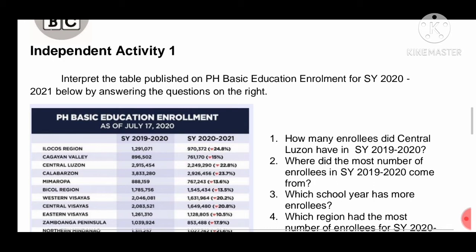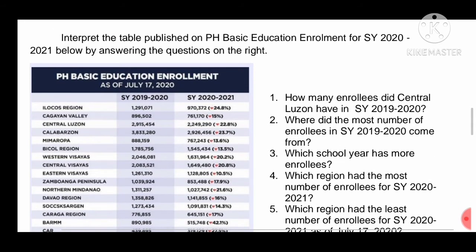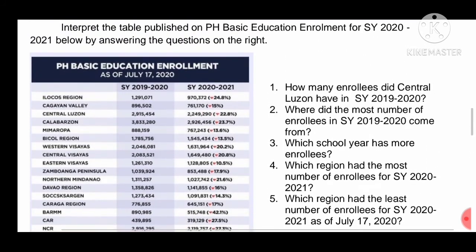So ma'am, how can I answer this one? So what's the technique? So class, you just only need to focus on the table. You just need to analyze every single piece of information that is stated in the table for you to answer the questions, alright? So you need to analyze first the question, you need to get clues from it, and then look at the table. So I will try the first one for you and then you answer the succeeding 4 questions, alright?